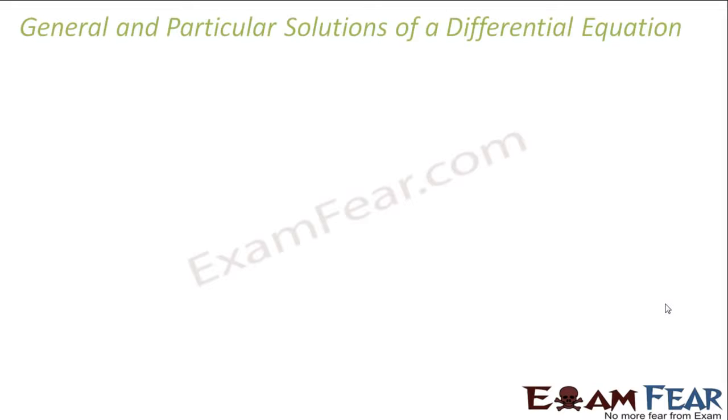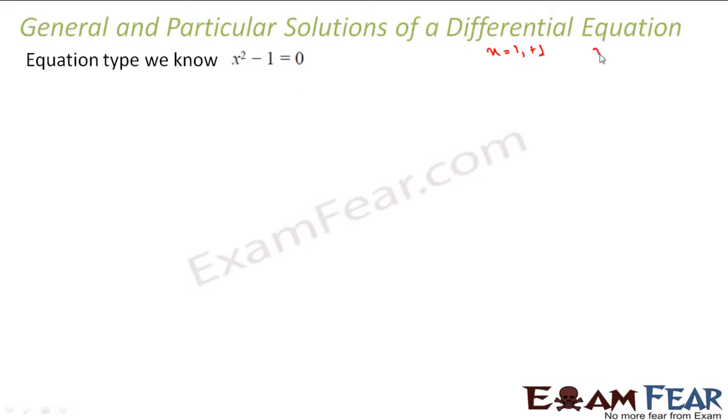So let's compare the differential equations with the normal equations we have. The normal equations we are aware of look like this: x square minus 1 is equal to 0, then we say x is equal to 1 or minus 1, right? Or x plus 2 is equal to 0, you get x is equal to minus 2. These kinds of equations have one or two solutions.